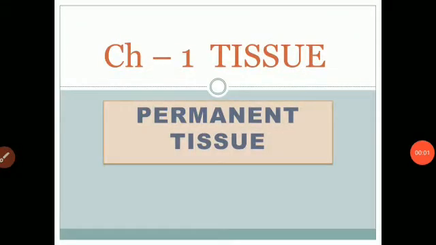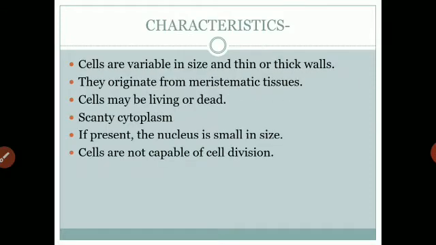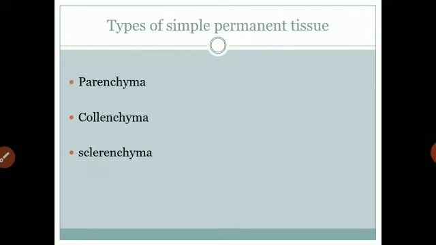Good morning, students. Today we will be continuing with permanent tissue. We have already seen its definition, characteristics, and types of permanent tissue. We have seen the parenchymal type of tissues in the last video. Today we will be continuing with collenchyma.